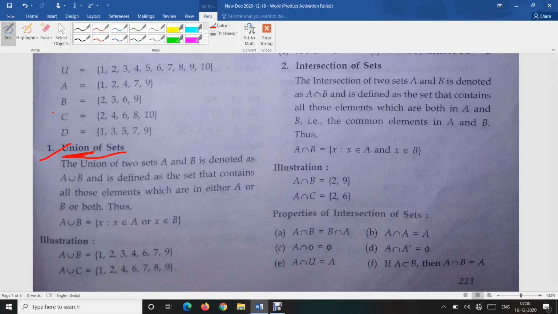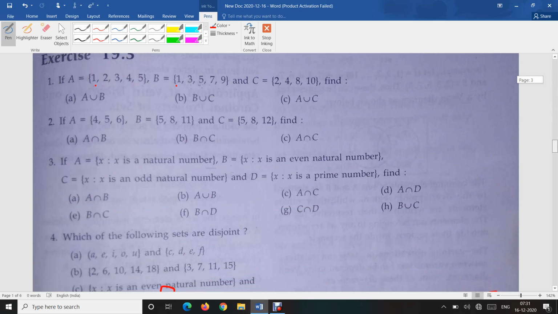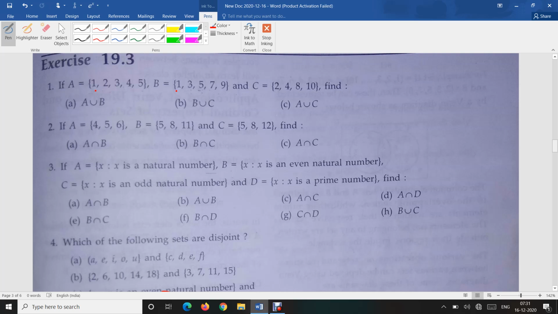If we have two sets, A and B, and we have to find A intersection B, this is the sign of intersection, just opposite of U but downside. We can define A intersection B as the set that contains all those elements which are both in A and B. That means the elements which are common in both the sets will be the intersection of those sets. We have to find common elements from both the sets, then we can write the intersection of these two sets.